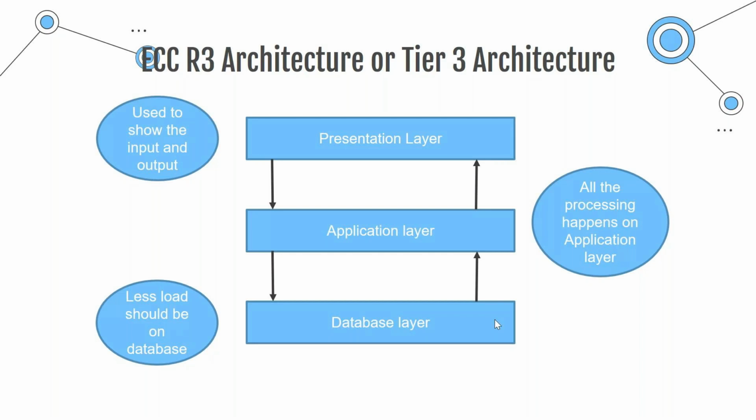Okay, so first, ECC R3 architecture. The reason it's called R3 architecture or tier 3 architecture is that it has three layers. First is the presentation layer, second is the application layer, and third is the database layer. These are the three layers in SAP. It doesn't matter what version of ECC you are in, the layers will be the same. The presentation layer is nothing but the screen that we are seeing in SAP.